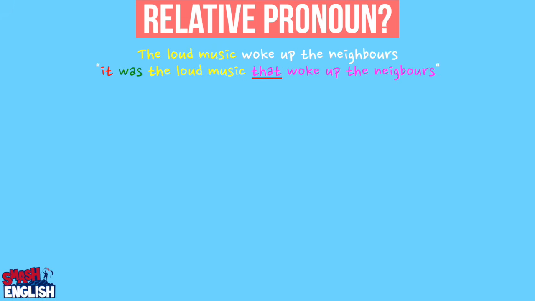Our original sentence is "she ordered the chocolate cake." What would the cleft be? "It was the chocolate cake she ordered." Here the sentence is okay without "that," as chocolate cake is our object.